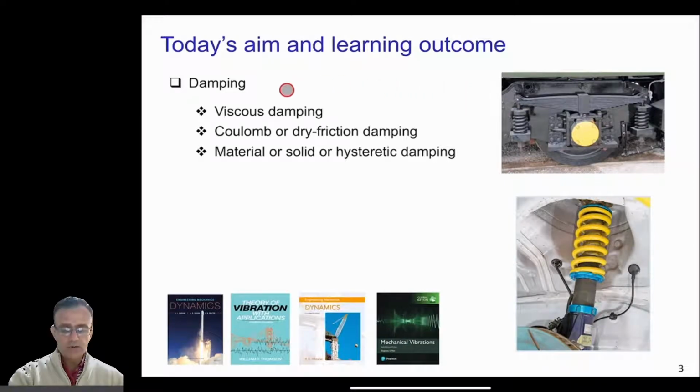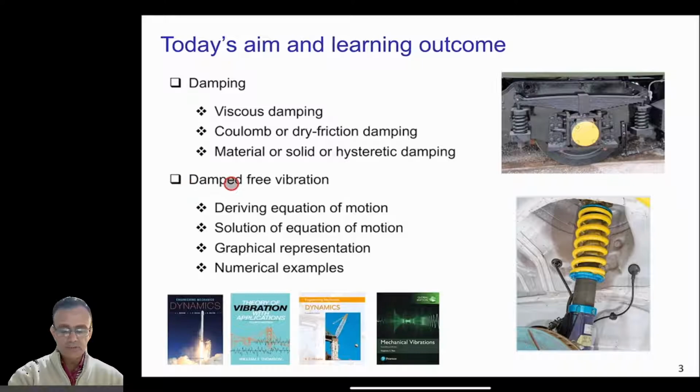So today's lecture is mainly about damped free vibration. In the previous lecture, we ignored damping, but now we will include damping in our calculation. As far as the damping is concerned, first we will discuss different types of damping that you can have in your practical engineering problems. One is viscous damping, one is Coulomb or dry friction damping, and the third type is what we call material damping or solid damping or hysteretic damping. We will discuss these in a minute.